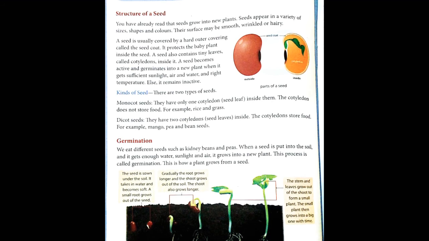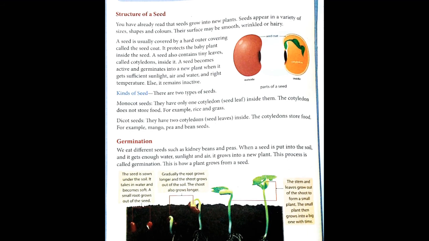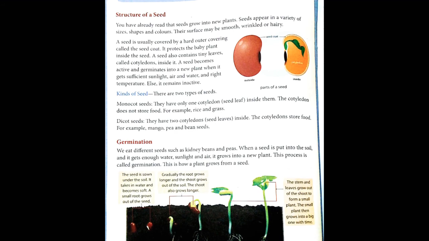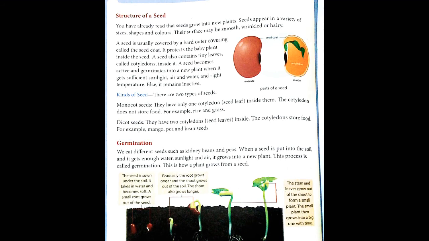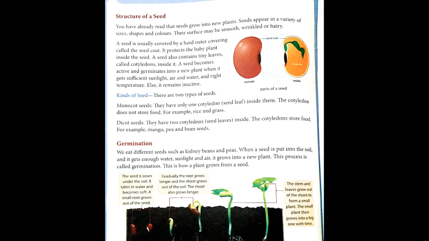Now the next topic is germination. So what is germination? Basically you see, when a seed is put into the soil and it gets enough water, sunlight and air, it grows into a new plant. So germination is basically the process. So this process is called germination. So this is how the plant grows from a seed. So you can see this in the picture.